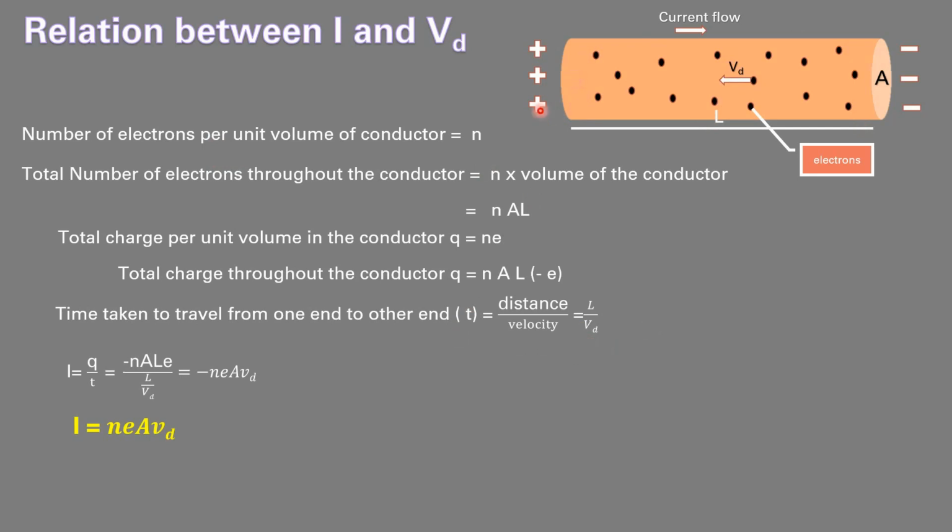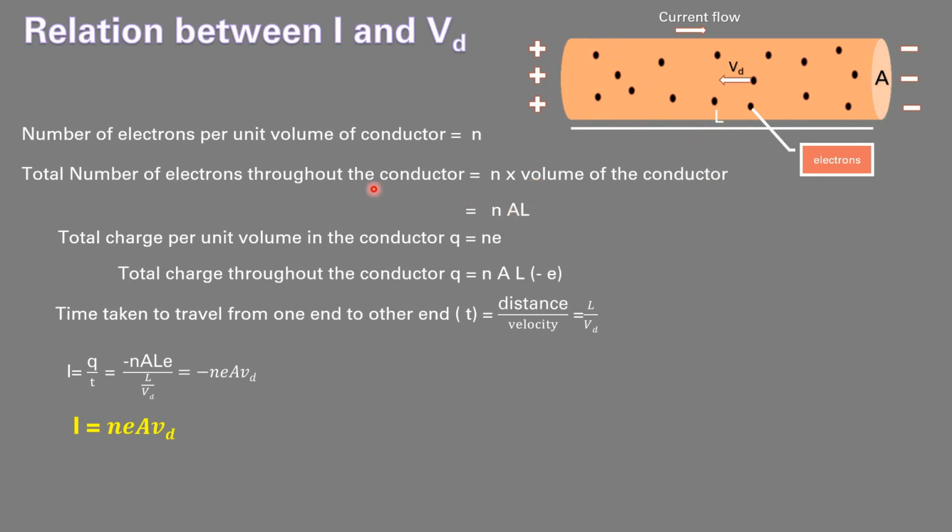And we know there are so many electrons. So for that we have to consider the number of electrons present in unit volume of the conductor. Let it be n. To calculate the total number of electrons throughout the conductor, we have to consider the area of cross section of the conductor. Let the area of cross section be A, and the total length of the conductor be L, and therefore the volume of the conductor is given by multiplying this area with the total length. So A into L gives you the volume of the conductor.